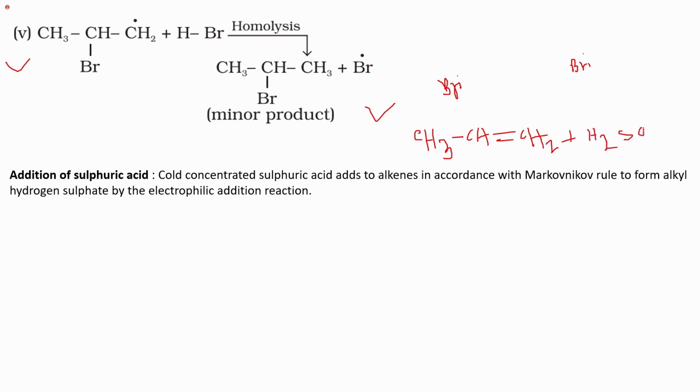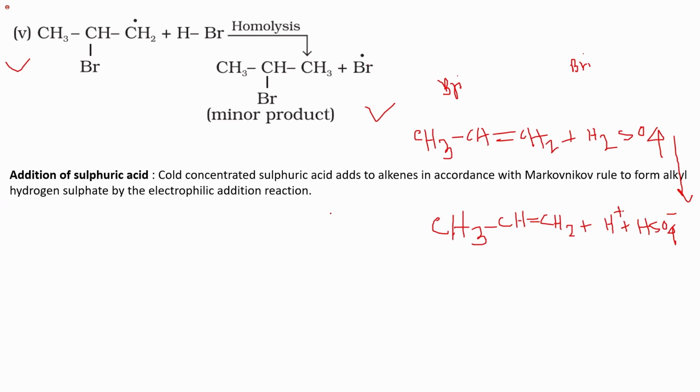H2SO4. Now this H2SO4, what will it generate? So CH3, CH, then CH2, then plus H plus, HSO4 minus. Okay. Now we will go to the example.